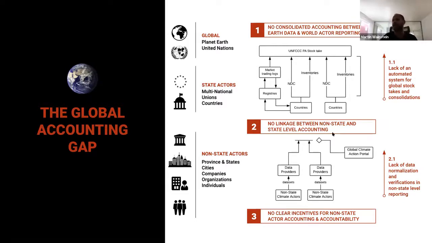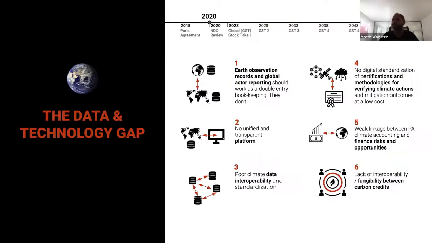The second is the linkage between non-state and state level accounting. In the United States, the movement of We Are Still In has been quite intense. However, non-state actors still do not account within the Paris Agreement. And third, the incentives for non-state actor accounting and accountability, so that we can prevent a lot of pledges without any form of tracking. And the other big gap really is on the data and technology side.